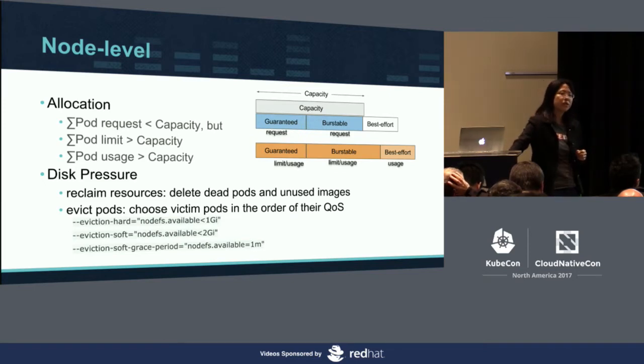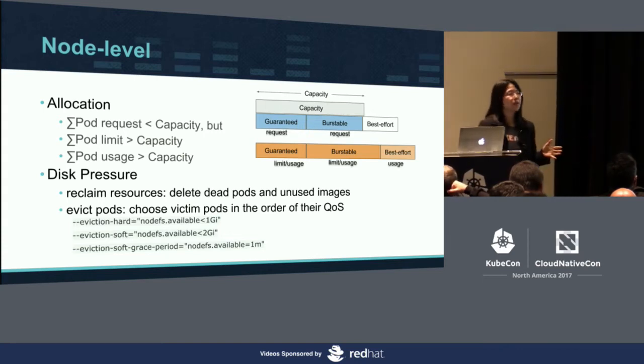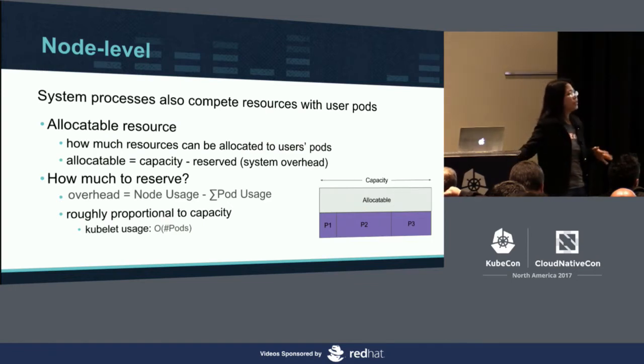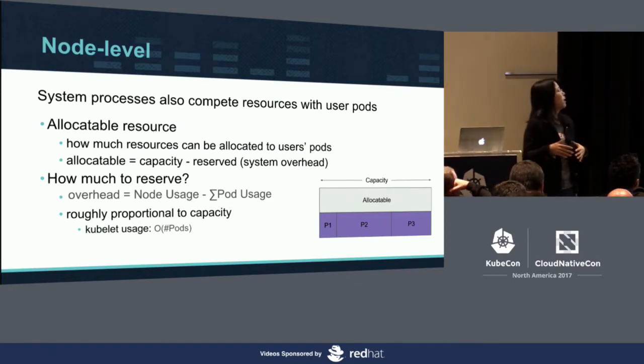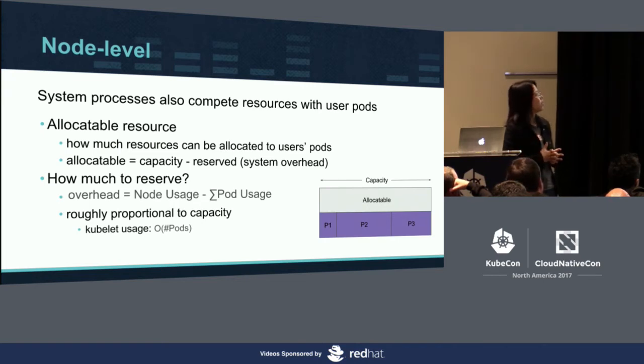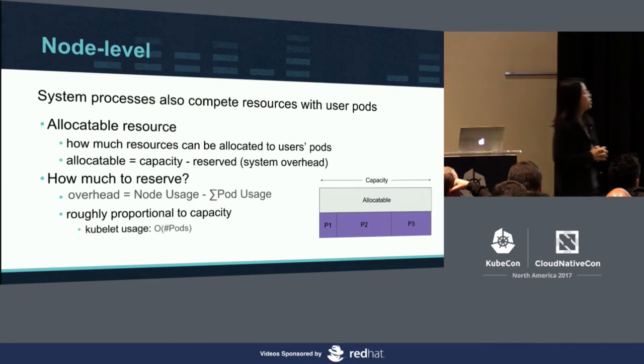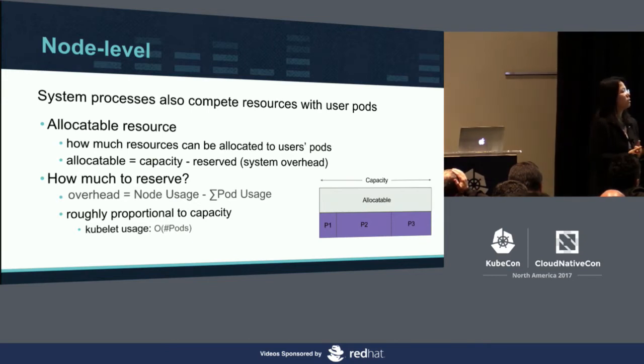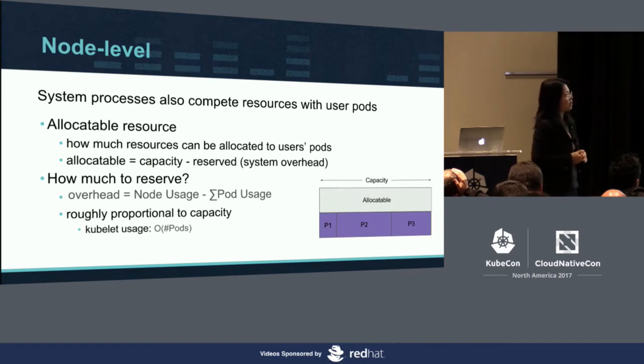And for the eviction threshold, it can be soft or hard. Hard means you take eviction action immediately when there is a violation. Soft means you allow a certain period of time, a grace period. So with the eviction threshold, we seem to have some protection for node level resources. However, we still have issues. Consider this example: we have this capacity, and we scheduled three pods. All of them are guaranteed pods, so those pods should not use more than they request. Right now it's a perfect fit.